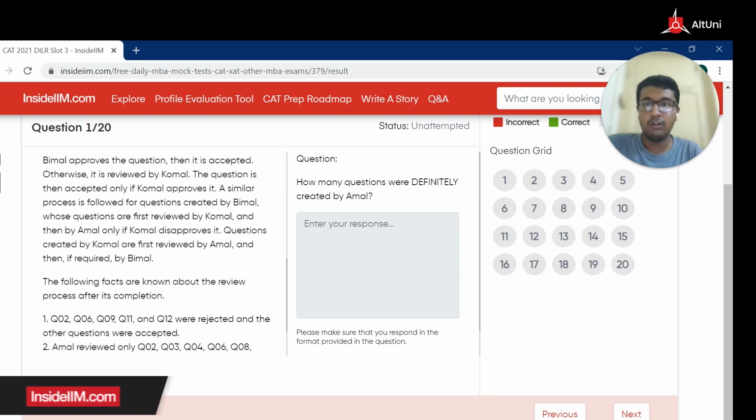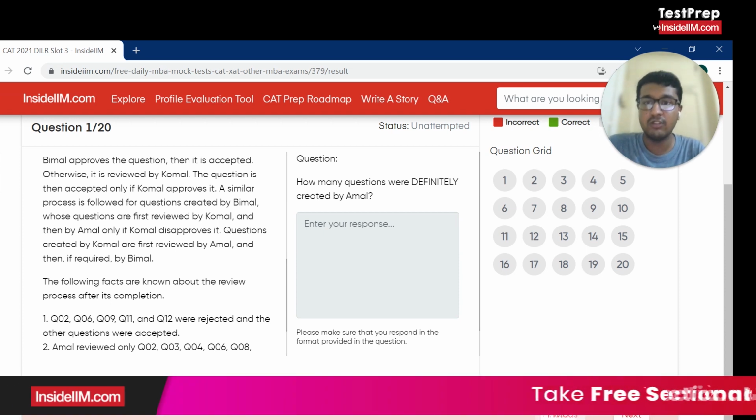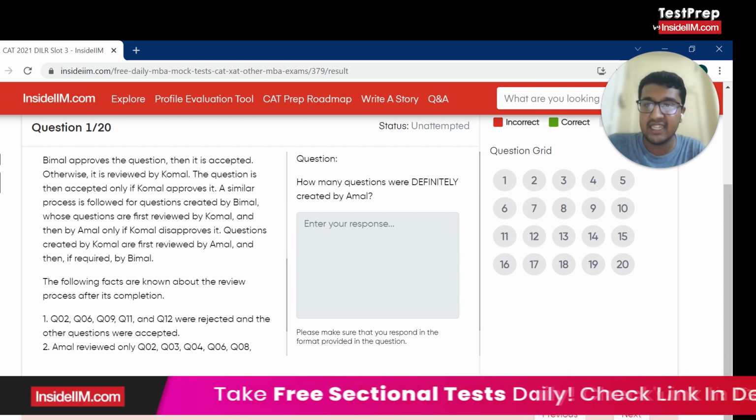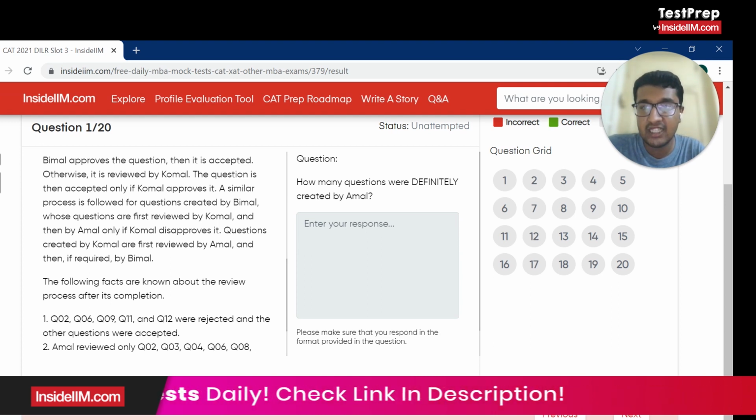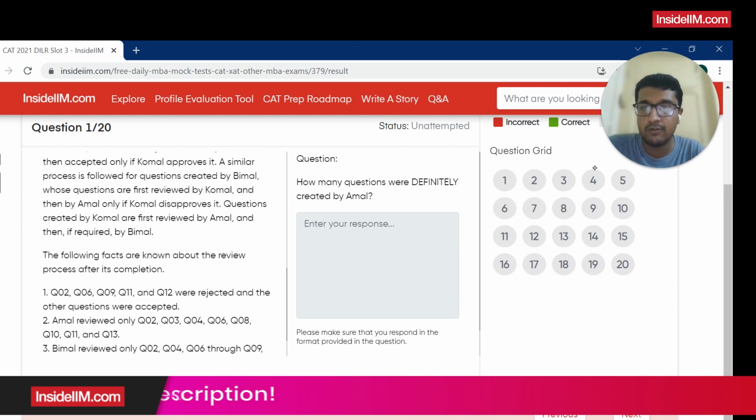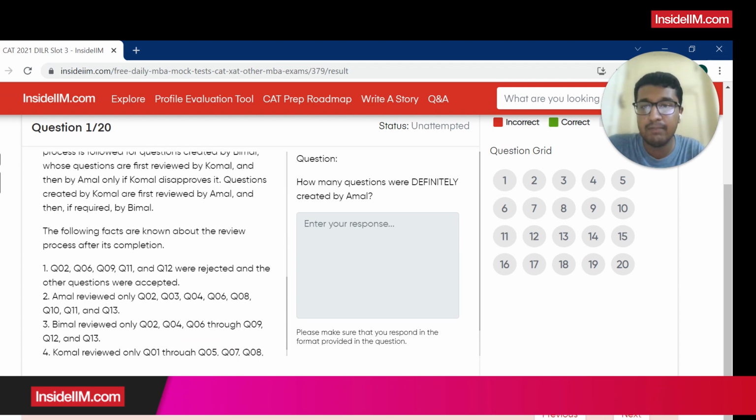A similar process is followed for the questions created by Bimal, whose questions are first reviewed by K and then by A, only if K disapproves it. Questions created by K are first reviewed by A and then, if required, by B.